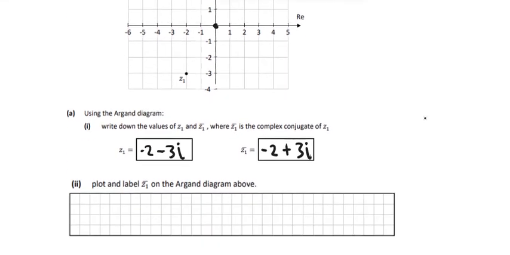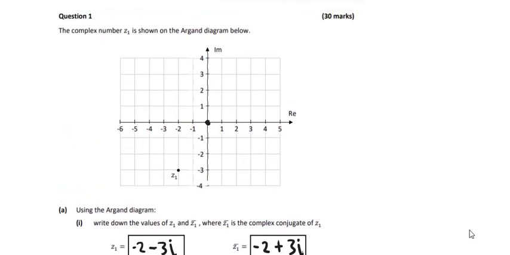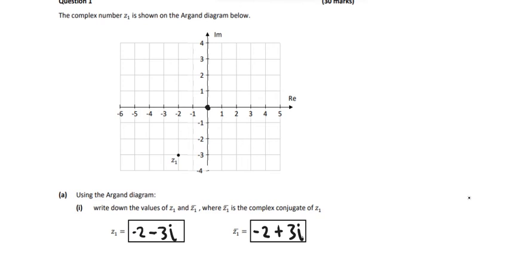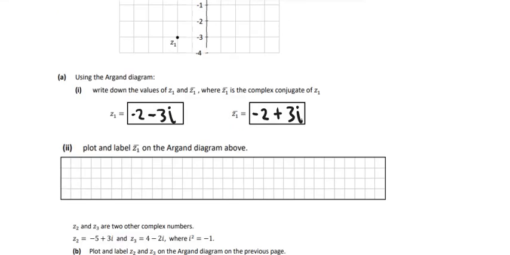Second part of part A then: plot and label the conjugate of Z1 on the Argand diagram. That's actually simple. If you know how to find it, it's easy enough to plot it. So -2 plus 3i, remember you go across first and then up or down. I'm going to go across to -2, and then up to 3i, so it'll be up there. So -2 plus 3i. And then it asked me to label it as well, so I've labeled it. That's the conjugate of Z1 on the diagram.